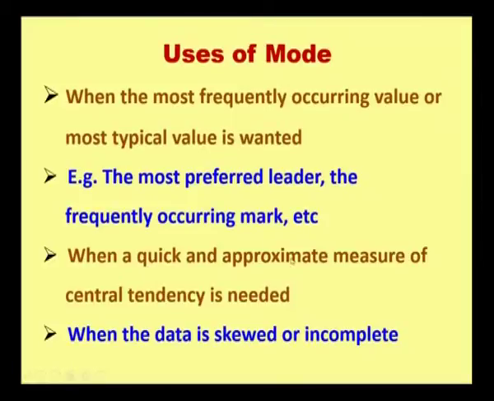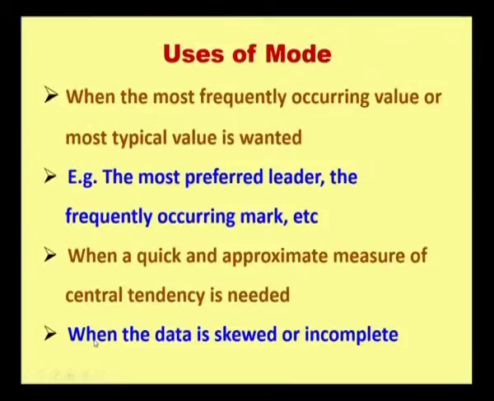And when a quick and approximate measure of the central tendency is needed, as we have discussed, the model class, or where the mode is situated, can be immediately found by looking at the data, and therefore, in that situation we can use the mode. And when the data is skewed or incomplete, for example, for very skewed data, it is difficult to calculate the mean or some other central tendency. So, in that situation, we can use the mode, which is relatively easy to find.